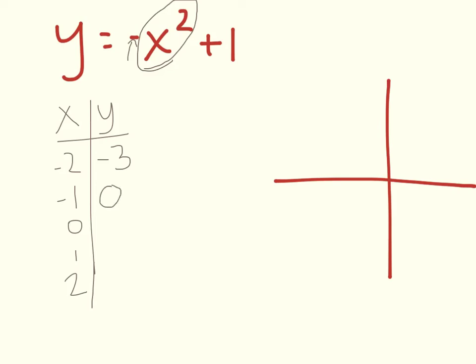0 squared is 0. Negative doesn't matter. Plus 1 is 1. 1 squared is 1. Put the negative on it. Negative 1 plus 1 is 0. 2 squared is 4. Put the negative on it. Negative 4 plus 1 is negative 3. And then we're going to graph it. So we go negative 2, negative 3, negative 1, 0, 0, 1, 1, 0, and 2, negative 3.